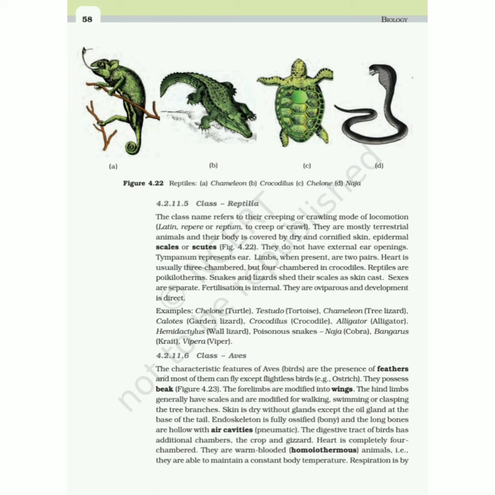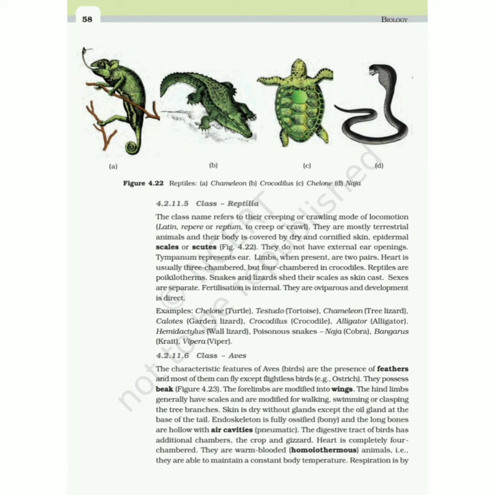4.2.11.6 Class Aves. The characteristic features of Aves, birds, are the presence of feathers and most of them can fly except flightless birds, e.g. ostrich. They possess beak, figure 4.23. The forelimbs are modified into wings. The hind limbs generally have scales and are modified for walking, swimming or clasping the tree branches. Skin is dry without glands except the oil gland at the base of the tail.